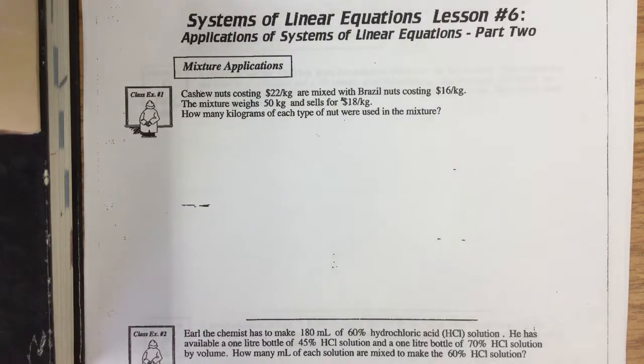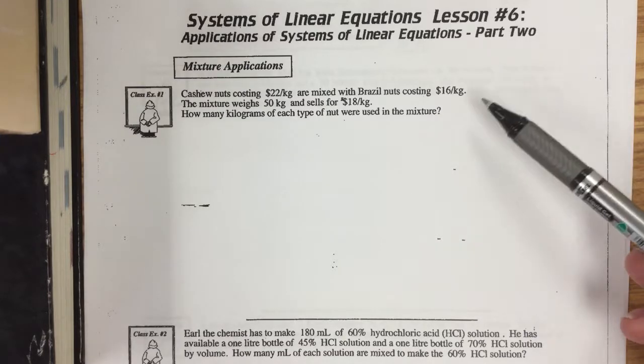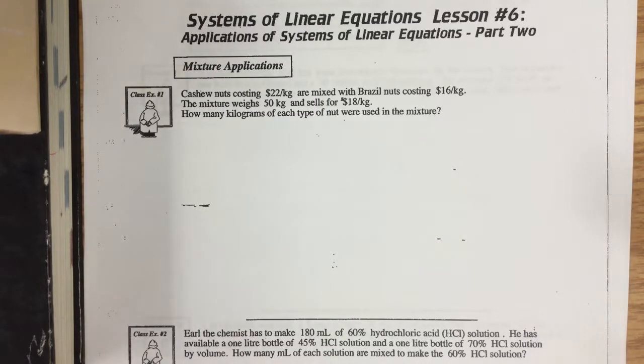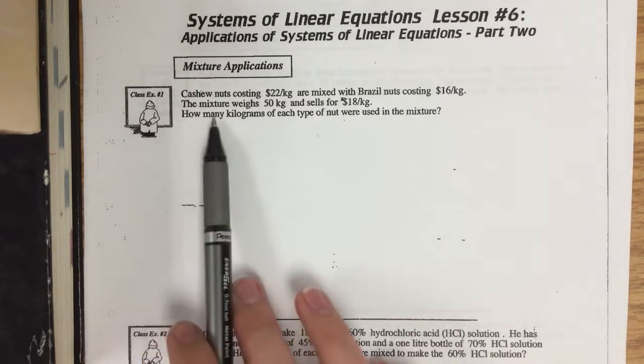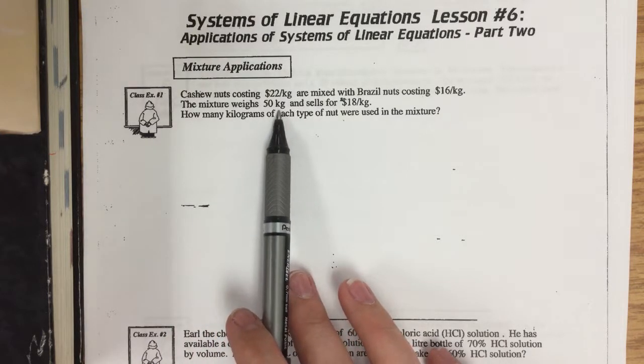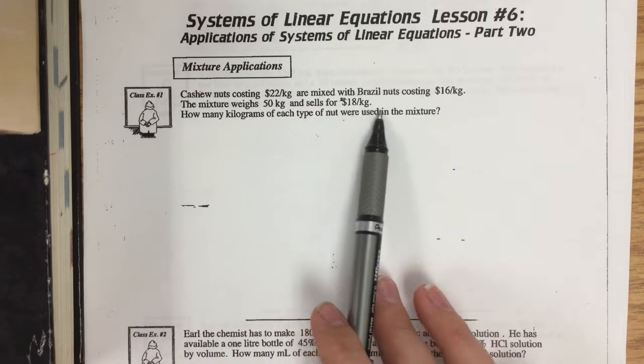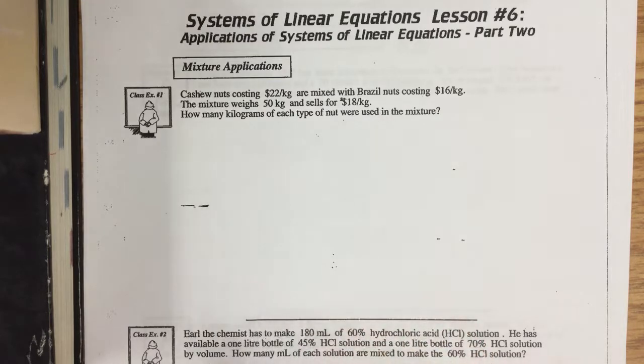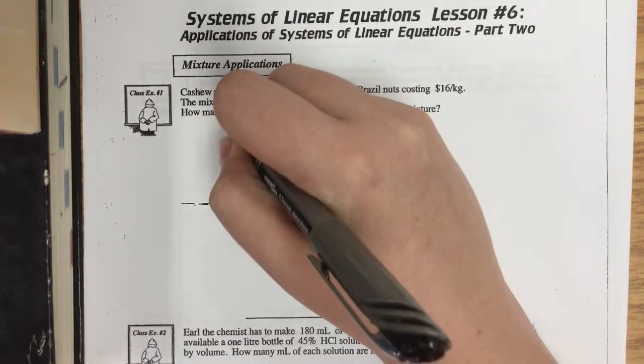So the first example tells us that we have cashew nuts that cost $22 a kilogram, and we're mixing them with Brazil nuts that cost $16 a kilogram. And so the mixture weighs 50 kilograms total and sells for $18 a kilogram. How many kilograms of each type of nut was used in the mixture?